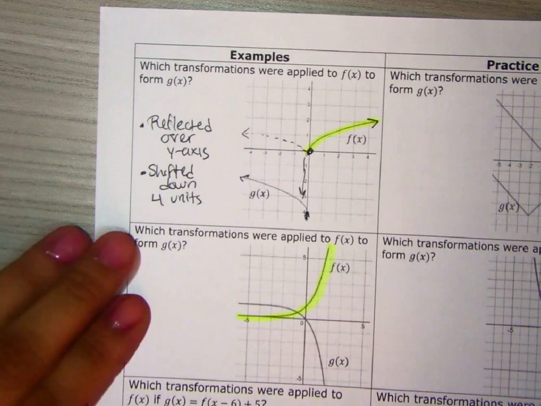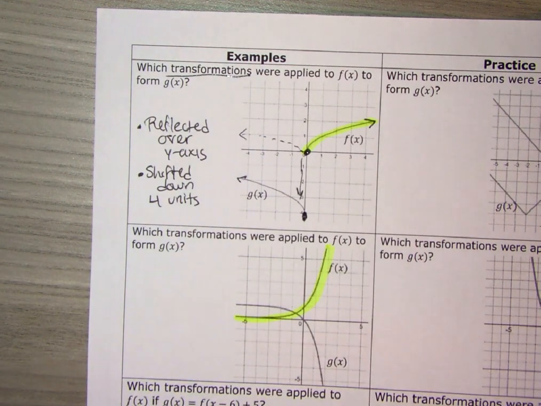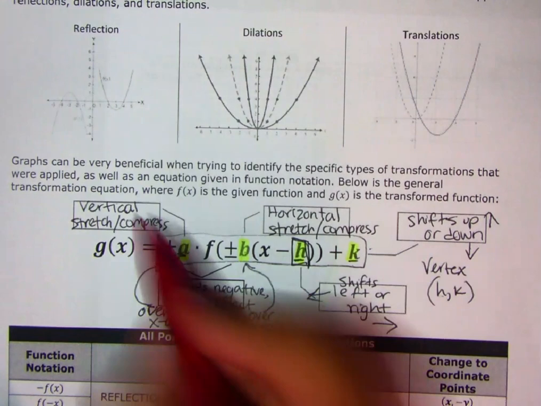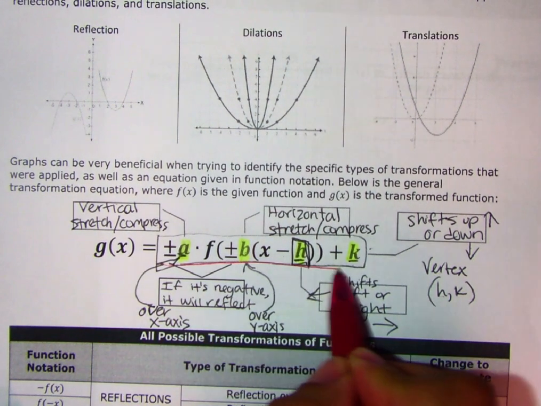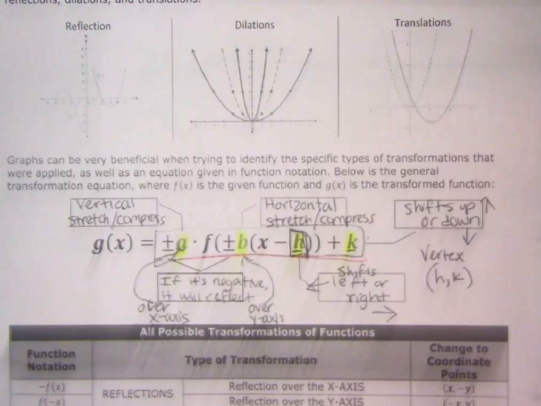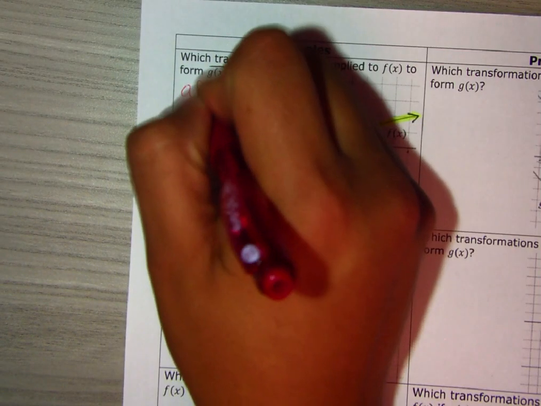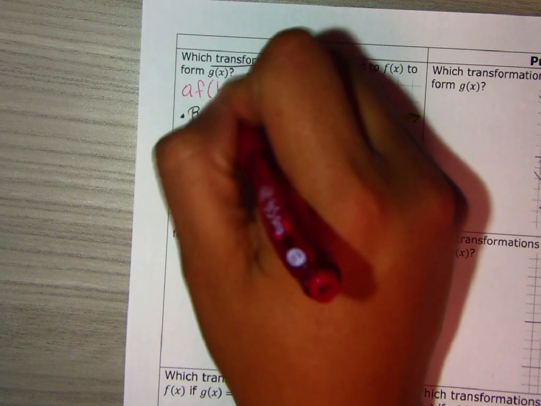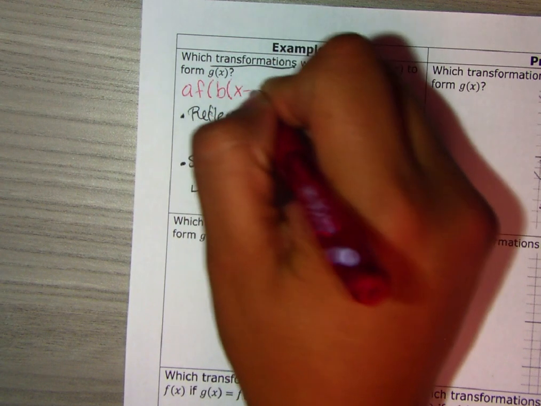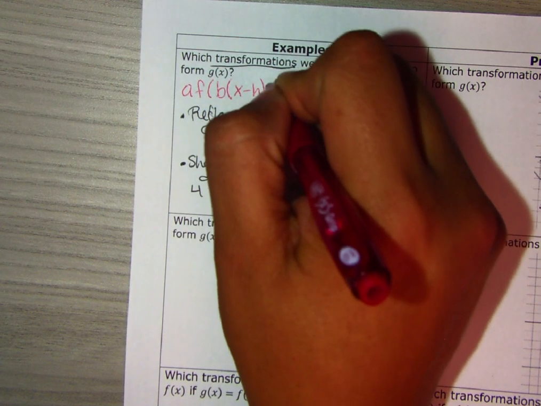Now, how do you write the transformation in function notation? You will have to remember the template, which once again, it's in the front, this whole thing right here: a f(b(x minus h)) plus k. So I'm going to write that down. a f(b(x minus h)) plus k.